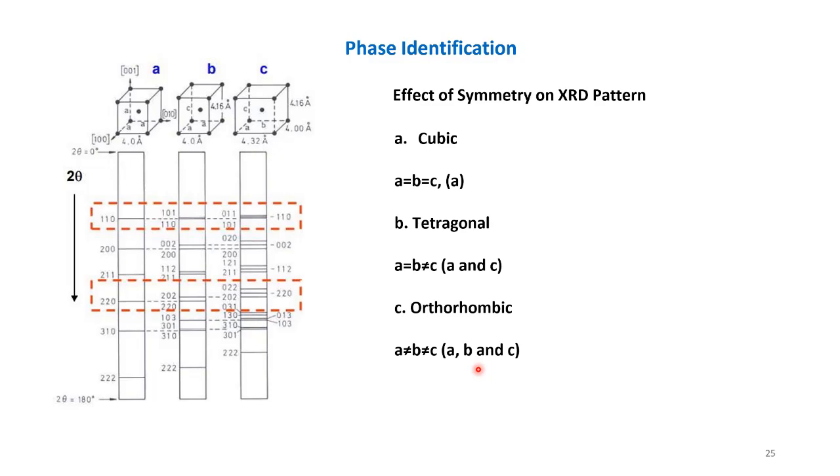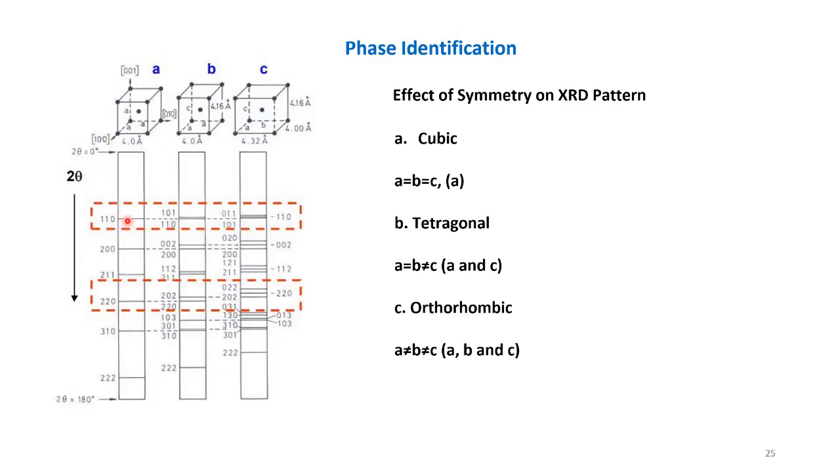Then the phase identification. As I told, different structures will have different phases. So, the Miller indices that I talked about are mentioned here. For the cubic, we have a equals b equals c, so this is a cubic structure. The second one is the tetragonal, where a is equal to b but not equal to c, so the third height is different. Then we have orthorhombic, where all sides are unequal. So these will have different Miller indices.